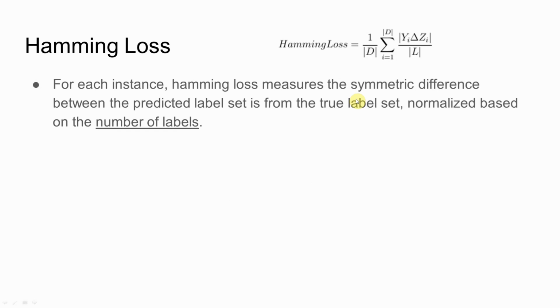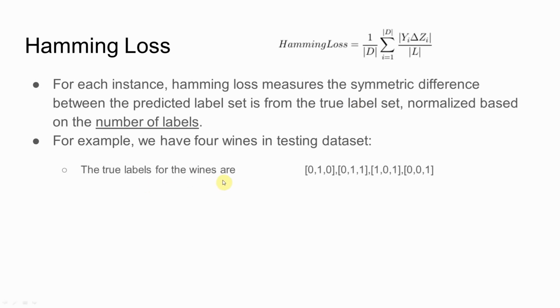Of course, usually what I like to do is give you an example. So let's take a look at this. For example, we have 4 wines in the testing data set. The true labels for the 4 wines are 010, 011, 101, 001. We can simply think of the region as the first label, grade as the second label, and the third label can be the price. So it can be old world, 90 plus, and $29 below. So that's the idea of what we're looking at.